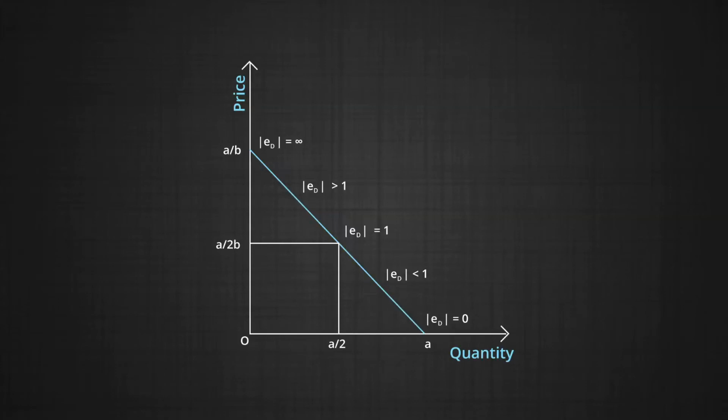So, what is ED when Q equals 0? You can see from equation 3 that it will be minus BP divided by 0, which is infinity.